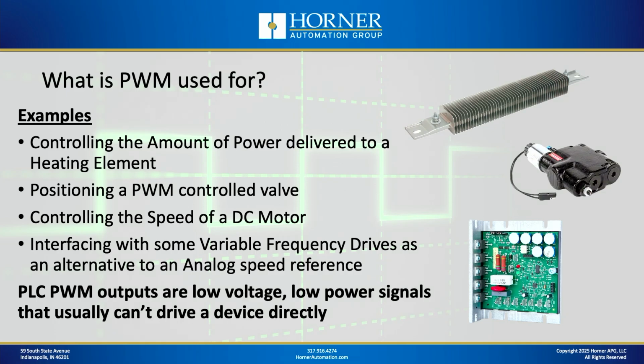Now, in a lot of these cases, PLC PWM outputs like those you'll find on a Horner are low voltage, low power signals, so you can't typically drive the device directly. There's usually some sort of interposing device. It may be something as simple as a solid state relay. It could be a motor drive, but most of the time you're going to have an interposing device.